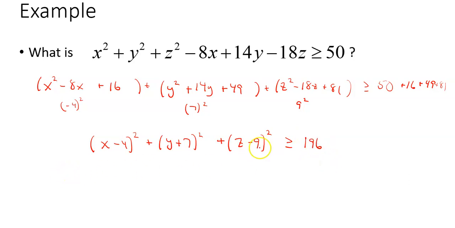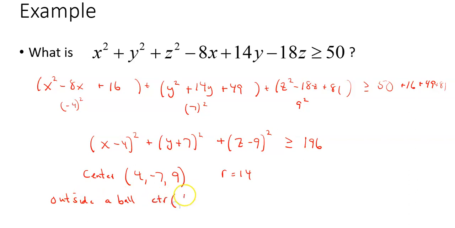So what is it? First of all, because it's an inequality, it's not going to be a sphere, it's going to be a ball. Where's the center? The center is going to be at positive 4, negative 7, positive 9. The radius is the square root of 196, which is 14. Now, where are these points? These points are not inside, they're outside. So how do I describe the region? It's the region outside a ball with a center of 4, -7, 9, and a radius of 14. So it's not the points on the inside, it's the points on the outside of that sphere.